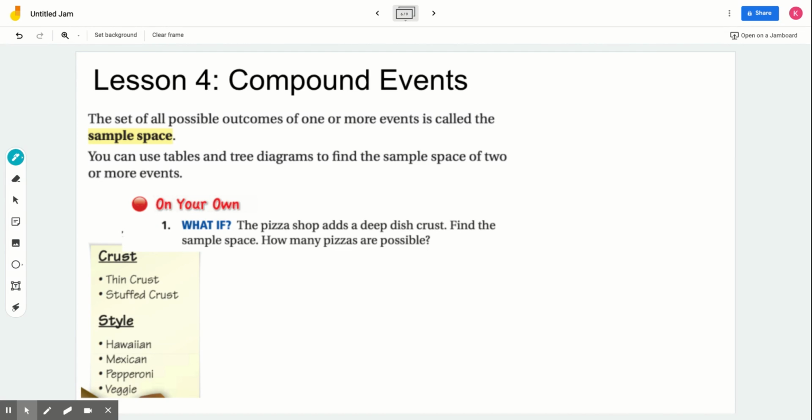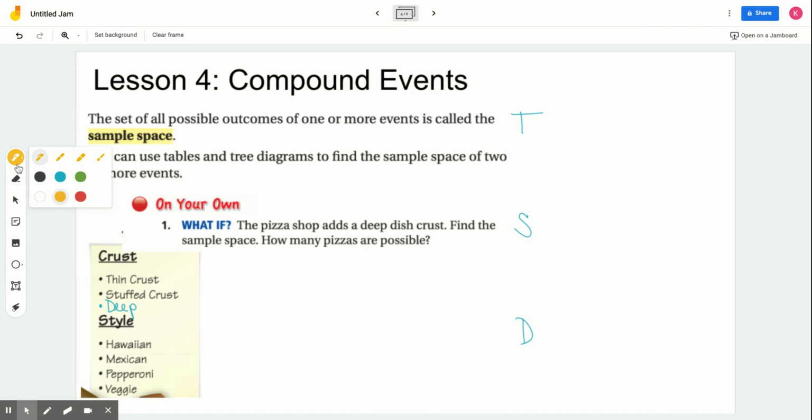So what if the pizza shop adds a deep dish crust? Find the sample space. How many pizzas are possible? Right now we see that they have two crust options, thin crust and stuffed crust, and they have 4 styles. So if we add a deep dish crust, we now need to find out how many possible combinations of pizza we could have. We could have a thin crust pizza, a stuffed crust pizza, or a deep dish pizza.